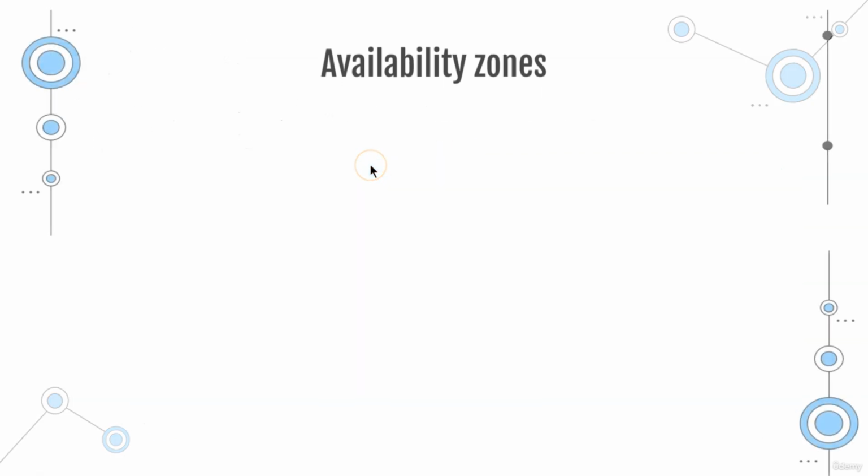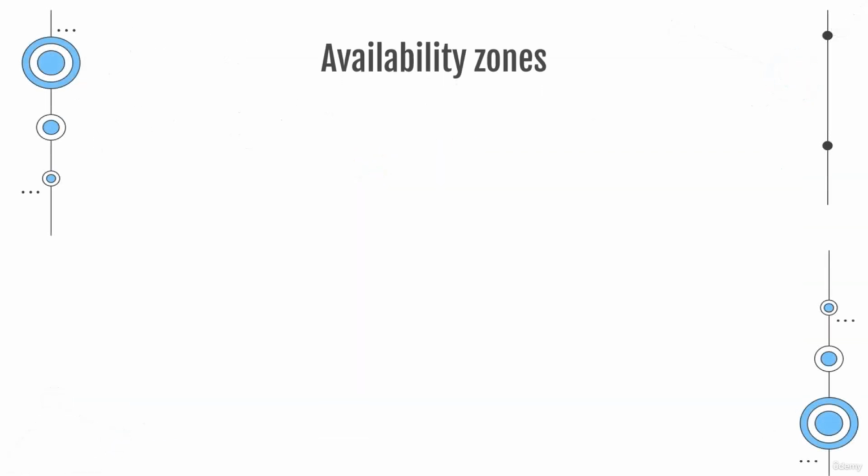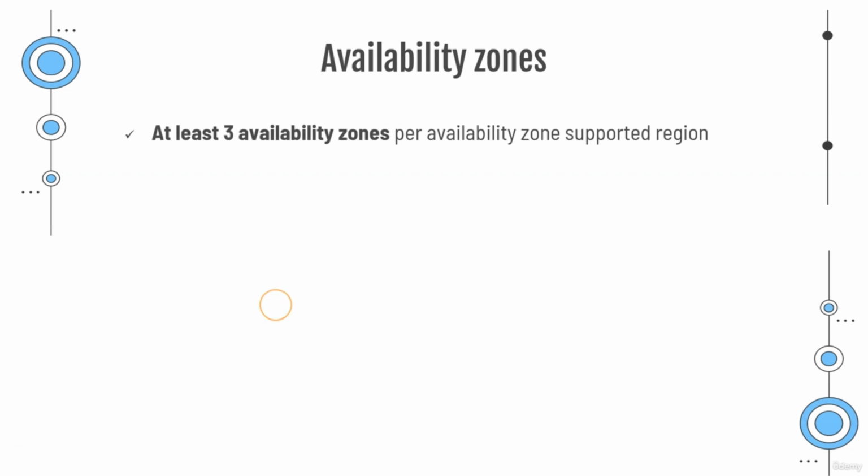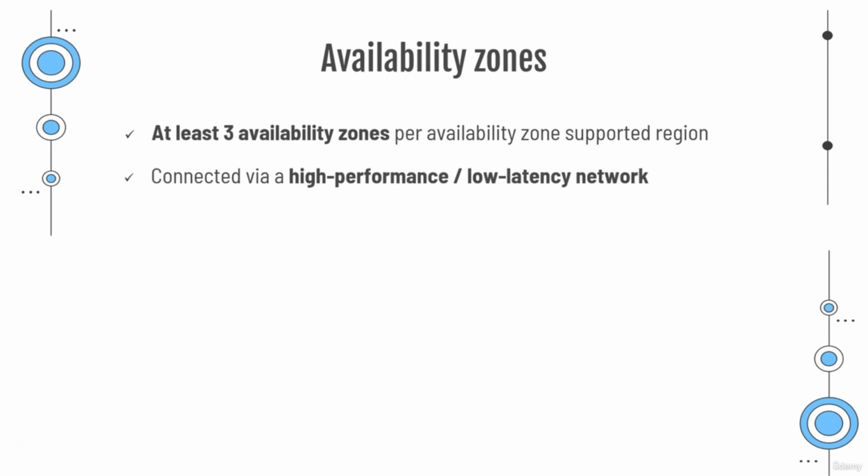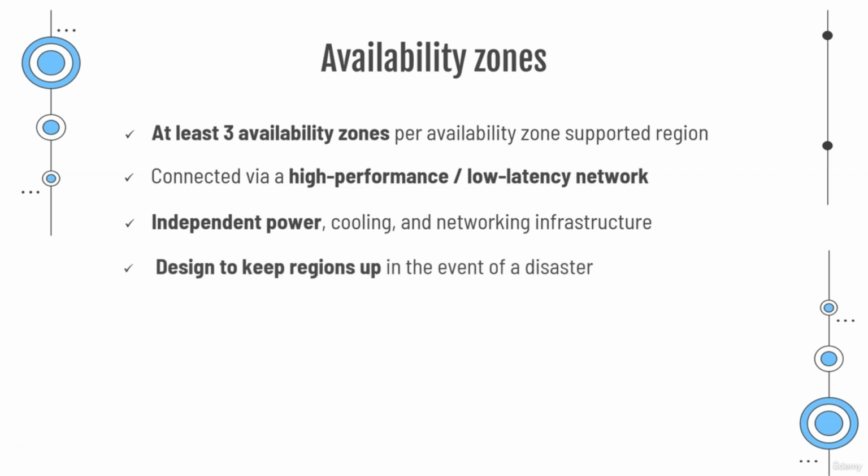So let's quickly summarize what we've learned about the important availability zones. We have at least 3 availability zones per region that supports availability zones. They are connected via a high performance, low latency network with independent power, cooling, and networking infrastructure. And the purpose of those availability zones is to create redundancies. Everything is synced, and if one location goes down, we still keep our region up. So the purpose of those is to keep the region up.